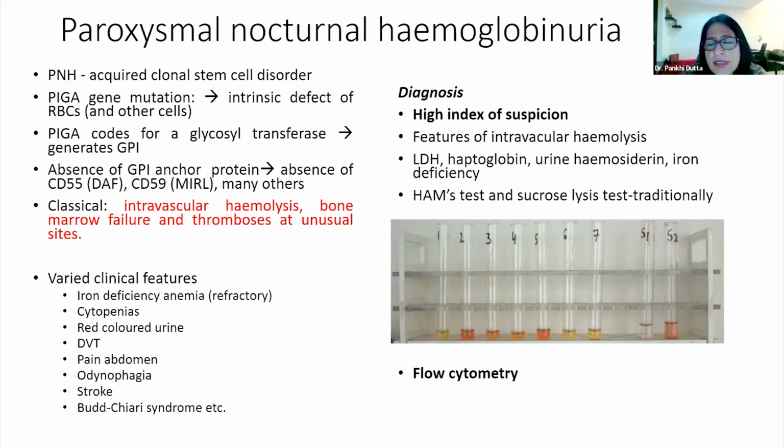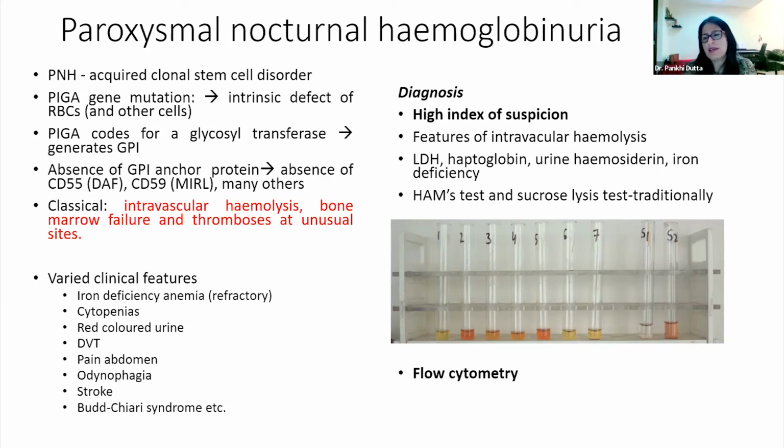So for the diagnosis, you would get features of intravascular hemolysis. And if it is not very obvious, it's here that urine hemosiderin would be helpful, which would indicate that hemolysis had occurred in the past. And traditionally, Ham's test and sucrose lysis tests were done. You need a series of tubes. Somewhere you put complement, somewhere you don't.